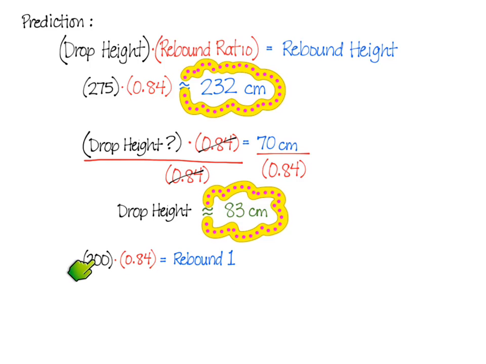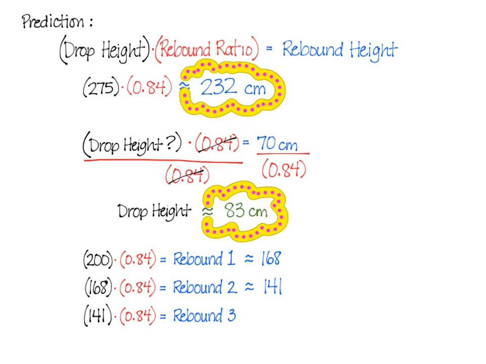So I'm going to take this drop height, multiply it by my rebound ratio, and I get 168 units. Now, it's going to bounce again, but now it's dropping from that rebound height of 168. So I multiply it by the 0.84 again, and I get a height of 141. Once again, it bounces, and my drop height is that rebound of 141 times the rebound ratio, and I have 118. And I went all the way to 4 bounces, and so the final one would be 99. So that is how we do this problem.